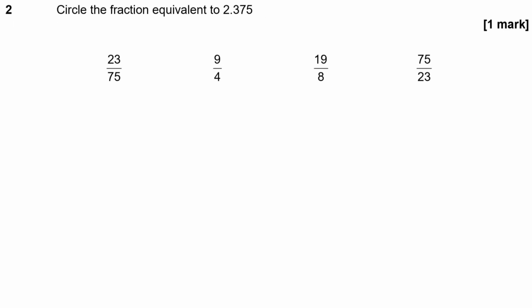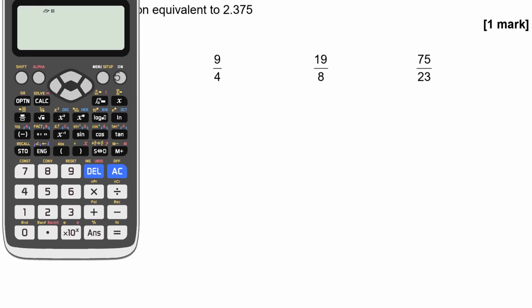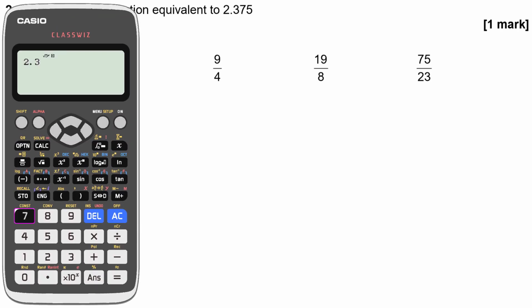Question 2 is about fraction and decimal equivalence. Now, if you can't just look through this list and spot the one that is equal to 2.375, you can just type the number into your calculator and press equals. Most modern calculators these days will then convert that into a fraction in any case. So 2.375 equals 19/8. That one.